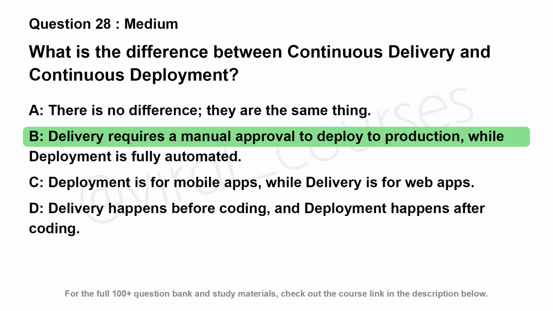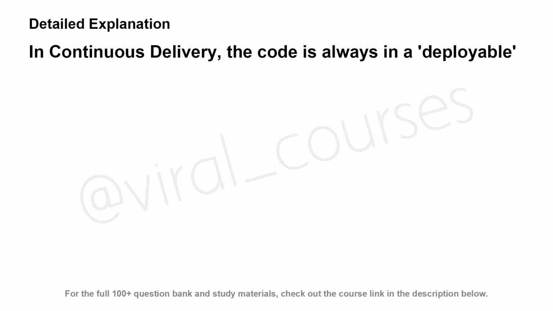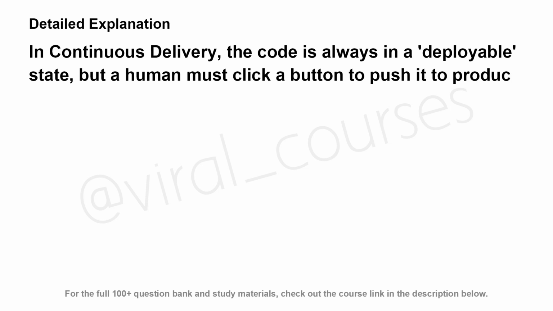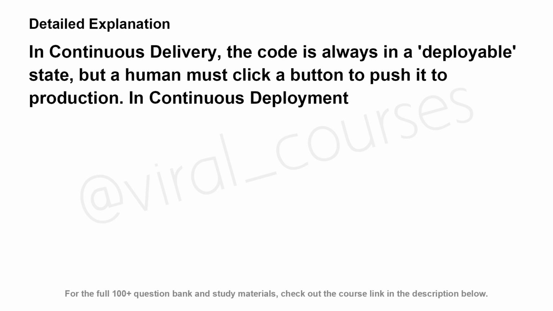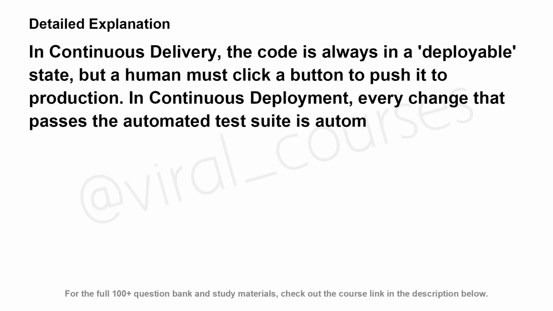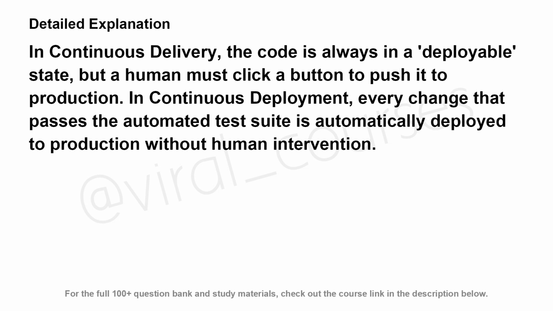The correct answer is B. In continuous delivery, the code is always in a deployable state, but a human must click a button to push it to production. In continuous deployment, every change that passes the automated test suite is automatically deployed to production without human intervention.